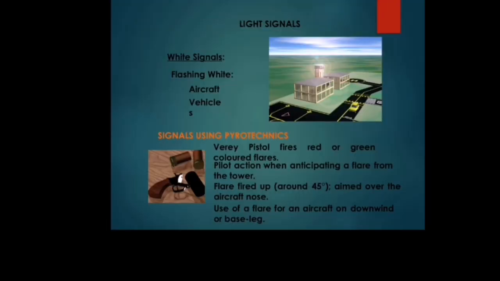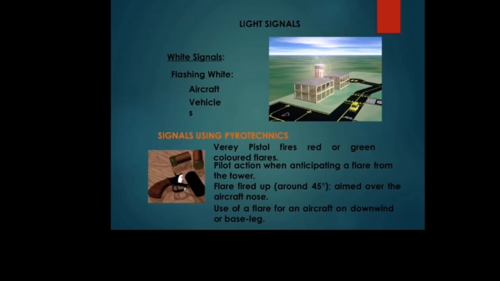Now we go to white signals. Flashing white for aircraft means return to starting point on the aerodrome, and for vehicles, vacate the maneuvering area in accordance with local instructions. Okay, that is all about the light signals from the Aldis lamp. Now I want us to continue with signals using pyrotechnics.